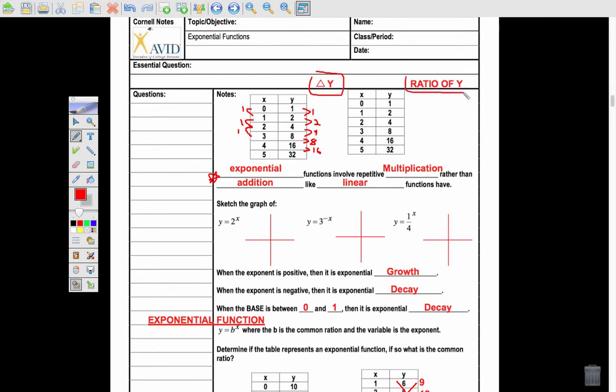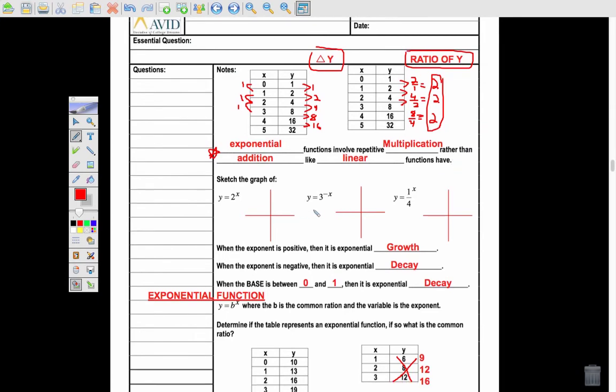The ratio of y, which is something we're going to make sure we're looking at, is, for instance, 2 over 1. If I go from here, 2 over 1. If I go from here, that'd be 4 over 2. If I go from here to here, that would be 8 over 4. And if you notice, the ratio, 2 over 1, equals 2. 4 over 2 equals 2. 8 over 4 equals 2. The ratio stays the same. That's a big thing to notice in an exponential function. The ratio has got to stay the same.